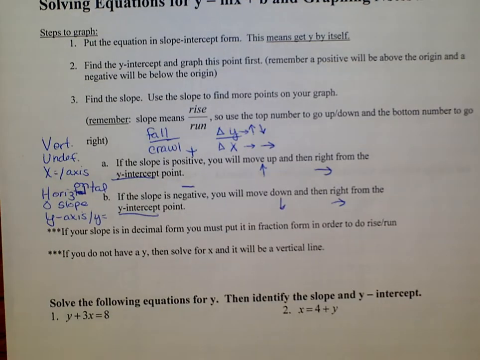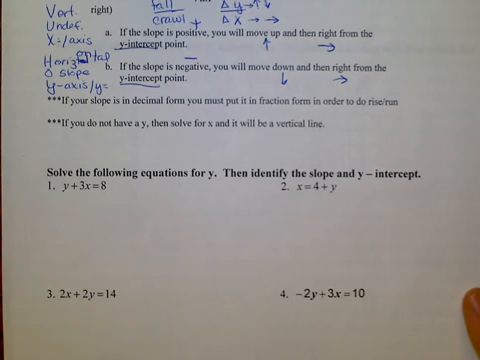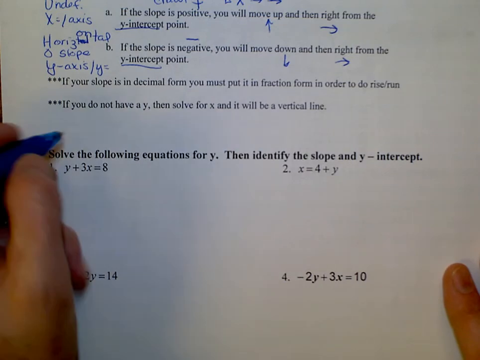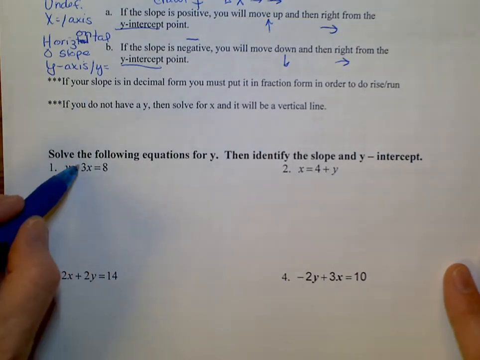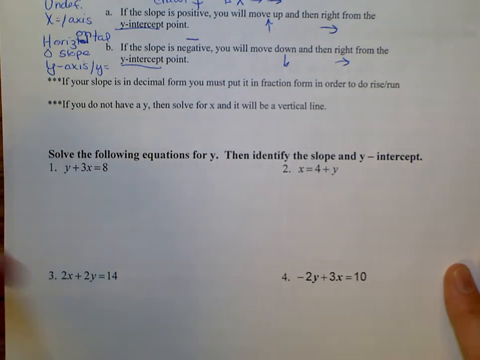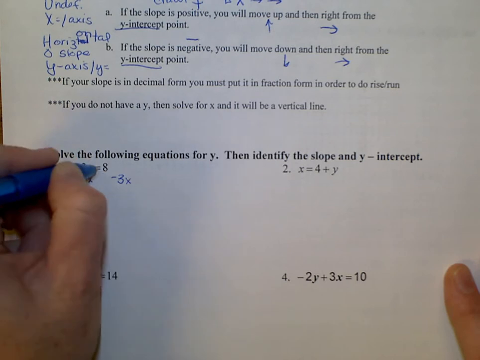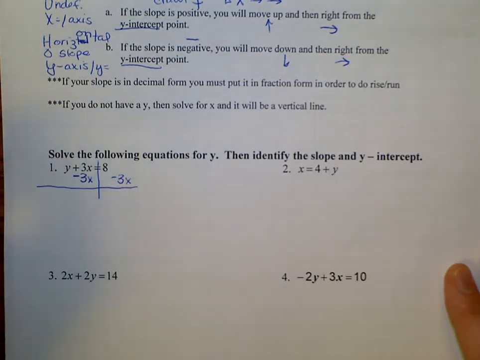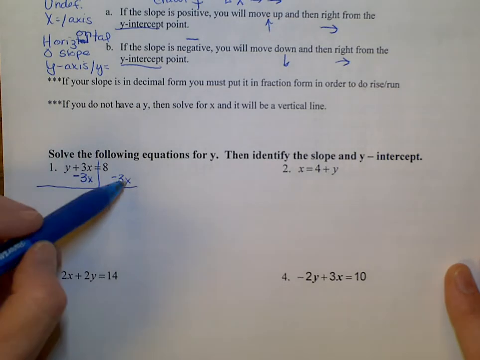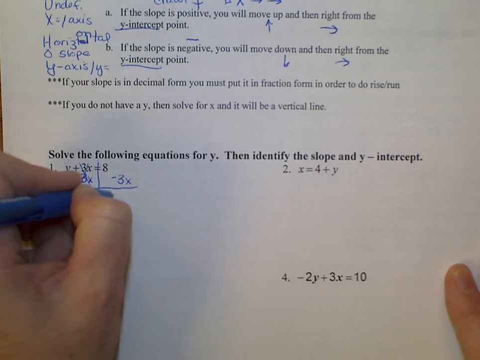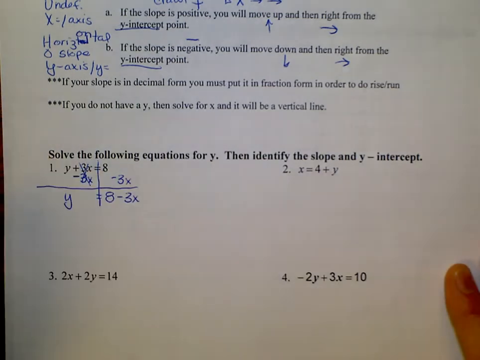So going down here, looking at our first set of problems, solve the following equations for y. So the first thing that we want to do is move the 3x over to the other side of the equal sign. To do that, we need to do the opposite operation. We need to remember that we cannot combine unlike terms. We can only combine like terms. So x's cannot be combined with just numbers. Those are different things. That 3x cancels out. I'm left with y on this side and 8 minus 3x on the other side of my equal sign.